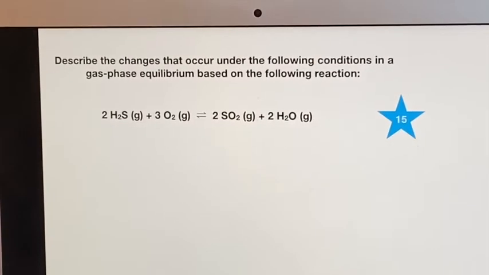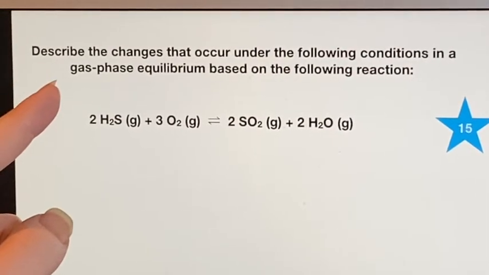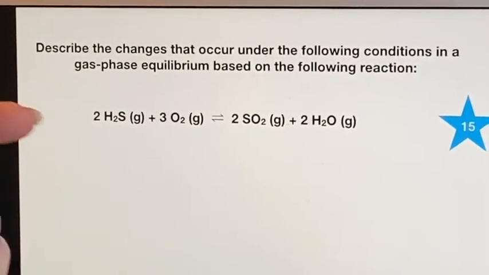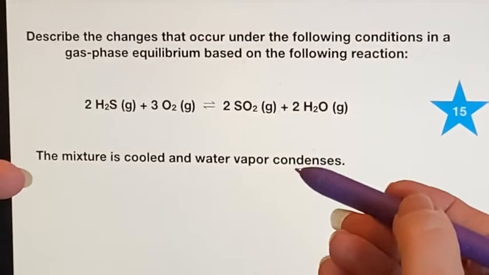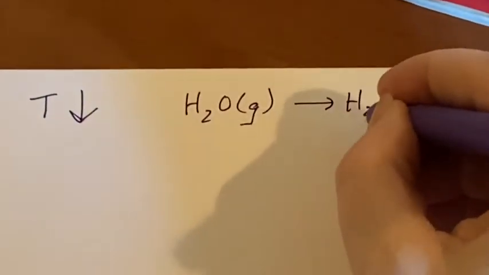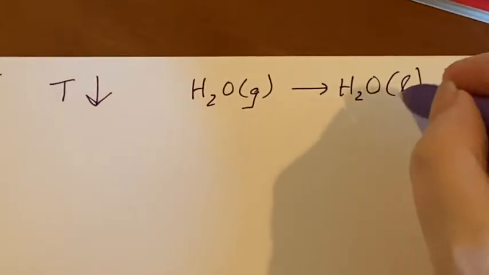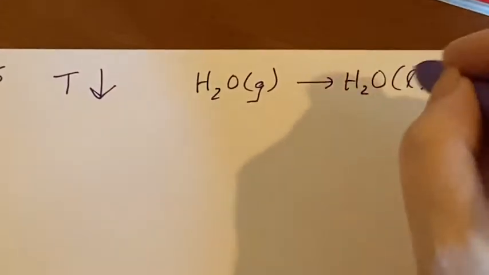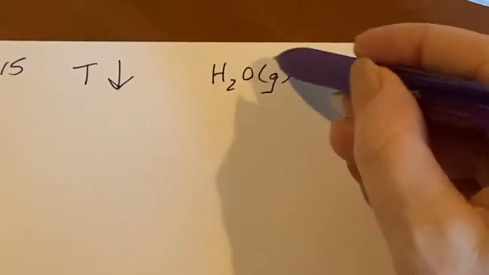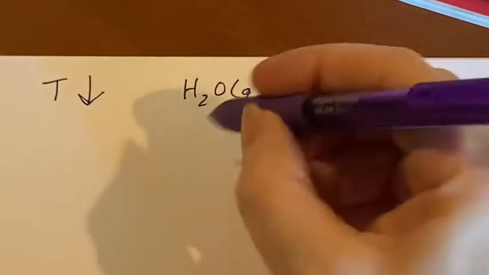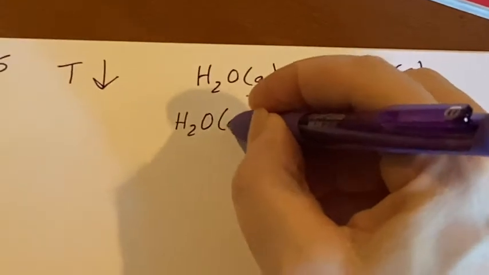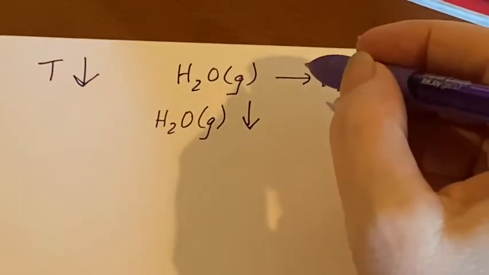Let's try doing a few things with this. Describe changes that occur under conditions based on this reaction. They're going to cool the mixture and the water vapor is going to end up condensing. So if temperature went down, that means the water vapor, which was gas, is going to turn into water as a liquid. Oh, remember, the liquid doesn't contribute to the expression. So that means that this value has gone down, and it was a product in our equation. So the amount of water vapor has gone down. That's like taking the bucket of water out, right?